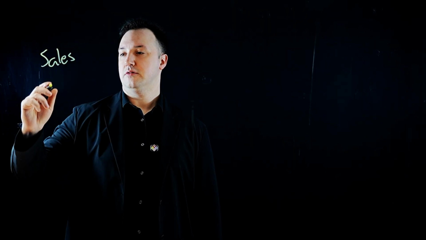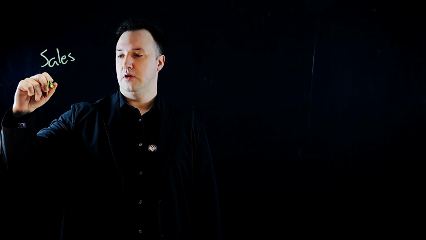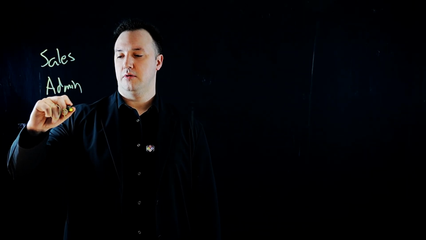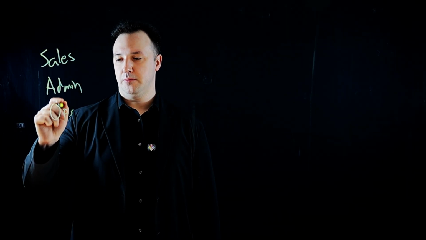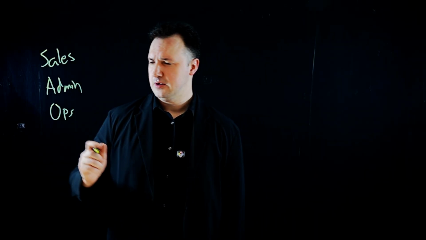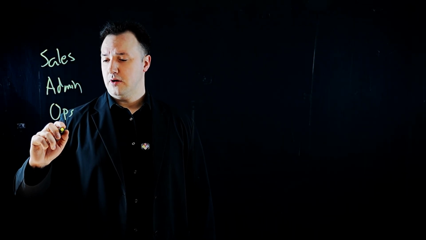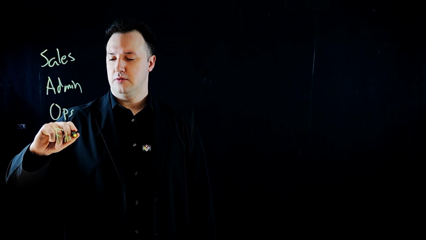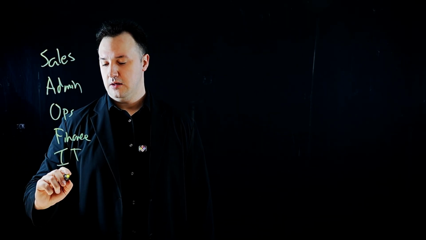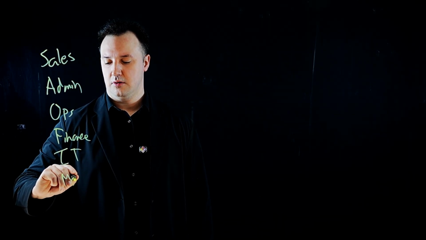So we have sales, we have admin, we have ops. I think I did ops before admin, but whatever, reorder it. Put it in the order that you have, or you're not using my chart anyways. Hopefully you made your own for your own business because that makes more sense for this. Ops, we have finance, we have IT, and we have marketing.